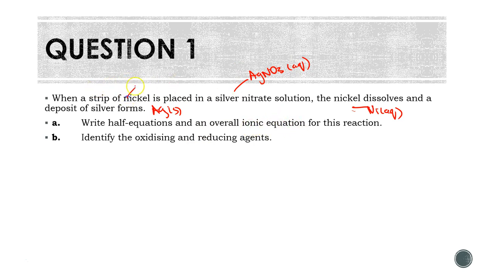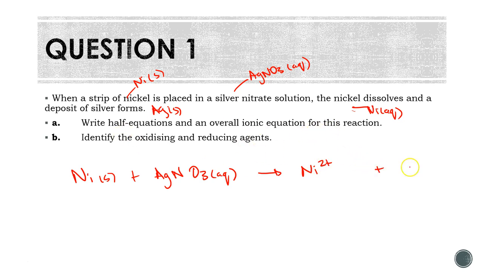Okay, so we've been told all the things that we had for our reactants. So I'm just going to write it from the description. Nickel solid is placed in a solution of silver nitrate. The nickel dissolves and a deposit of silver forms. This is from the description. Okay, my nitrate's always going to be aqueous, so I know that this is going to be a spectator ion and I can remove it, giving me the ionic equation.